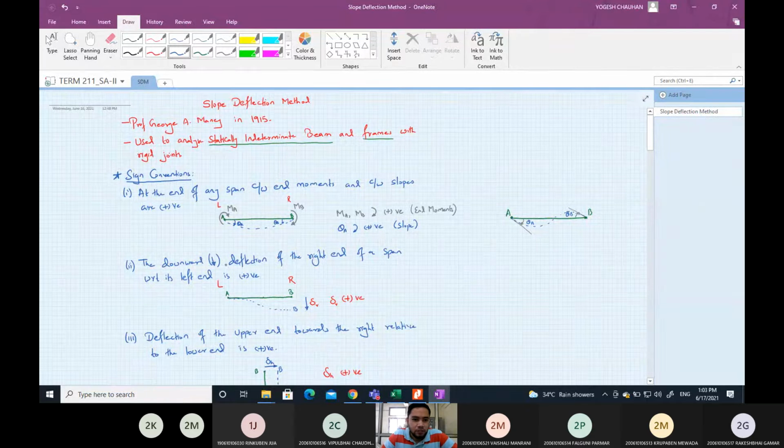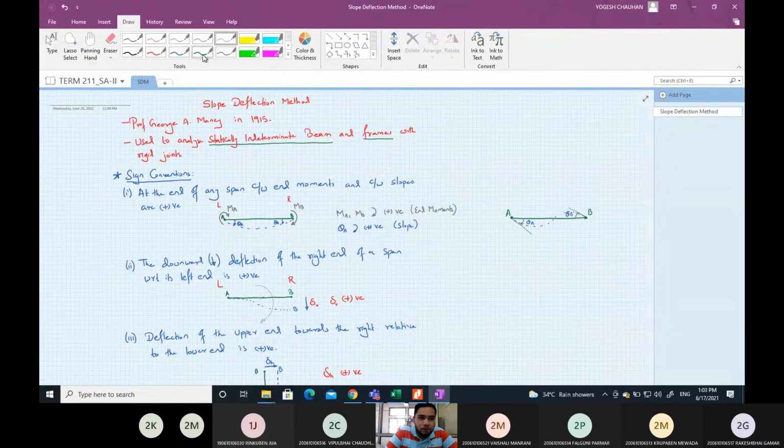Then the second sign convention is deflection of the right end with respect to the left end in downward direction is taken as positive. So if this is the member, and if the right end deflects downward, then it is positive. That means the deflection which tends to rotate the beam in clockwise direction is taken as positive. So if B deflects downward, then it will rotate the beam in clockwise direction. So such a deflection is considered positive.